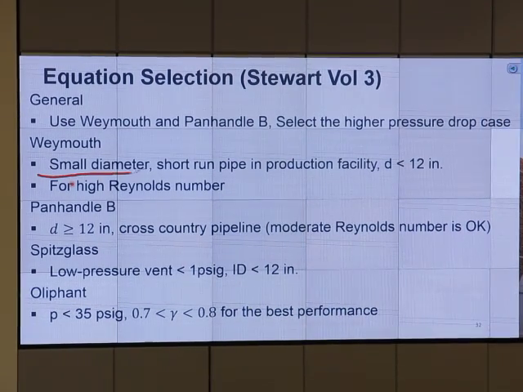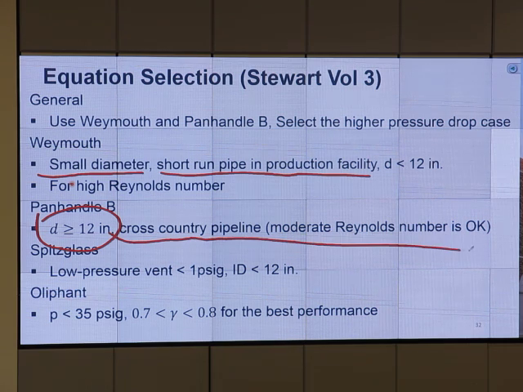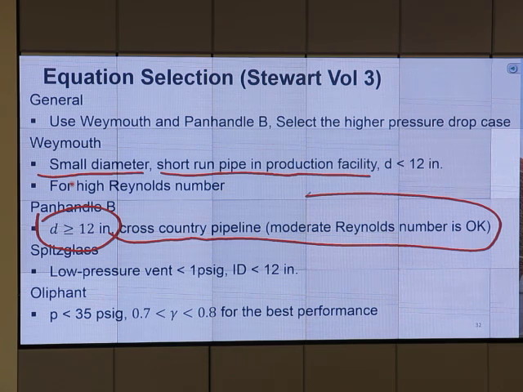Weymouth is for small diameter, short run pipe in production facility. Diameter less than 12 inch is for high Reynolds number. If you use it for low Reynolds number, it's maybe better than nothing. It gives you something, but maybe not as accurate as it should. Panhandle B, diameter more than 12 is good. It's typically for cross-country pipeline. Moderate Reynolds number is okay too. Okay, what is moderate Reynolds number? 10,000? Is that moderate Reynolds number? 20,000 is moderate Reynolds number. You will see the number later.